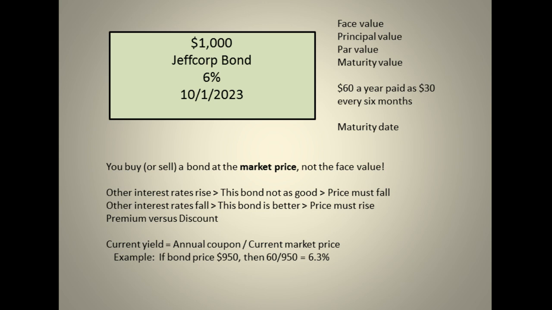The current yield is going to go up and down because the price of the bond changes. But again, that's just a measure for people who are currently looking at the bond. If you are holding it, always $60 a year paid as $30 every 6 months. And if you hold it to maturity, $1,000 on October 1st, 2023.